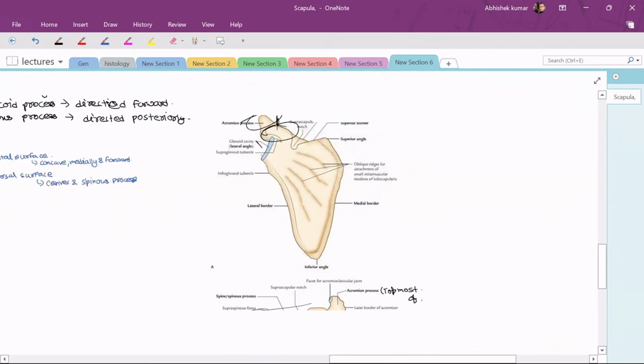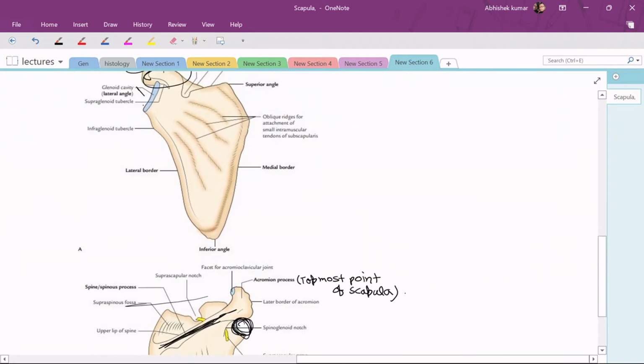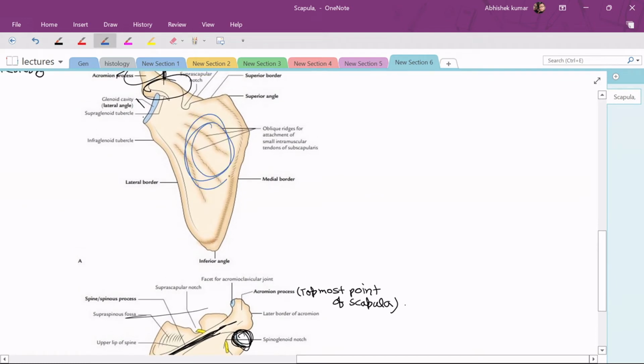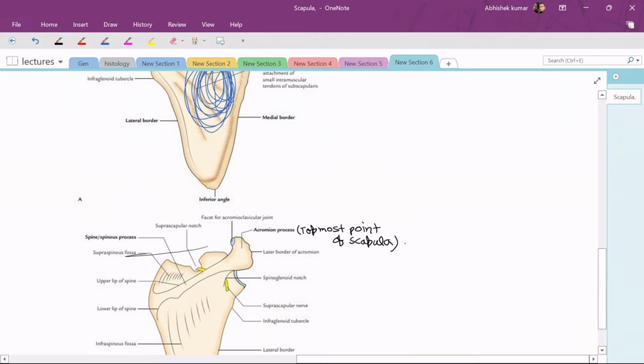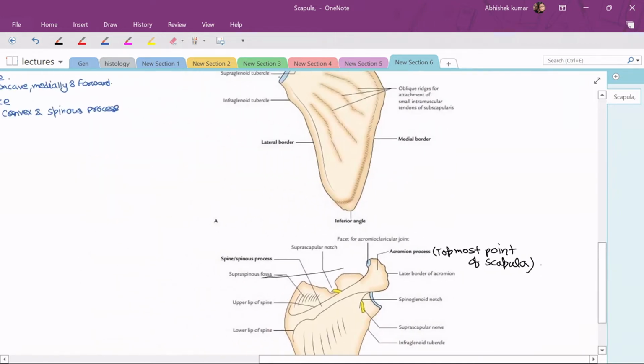So let me show in the diagram that, as you can see, this face is your costal surface, and this whole face here, which contains the spinous process, is actually your dorsal surface.